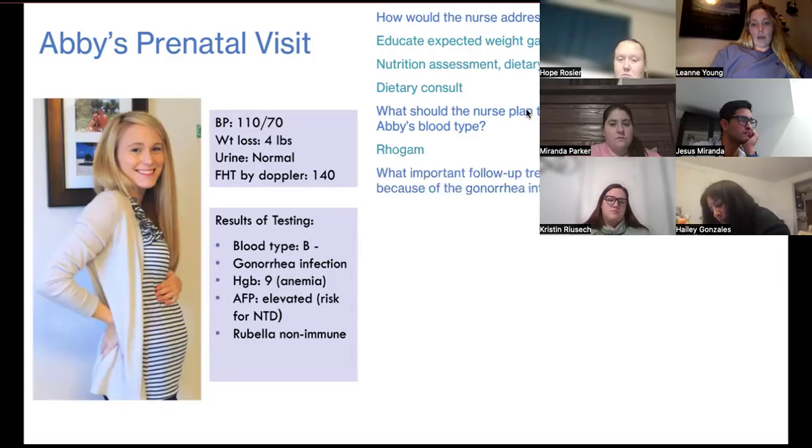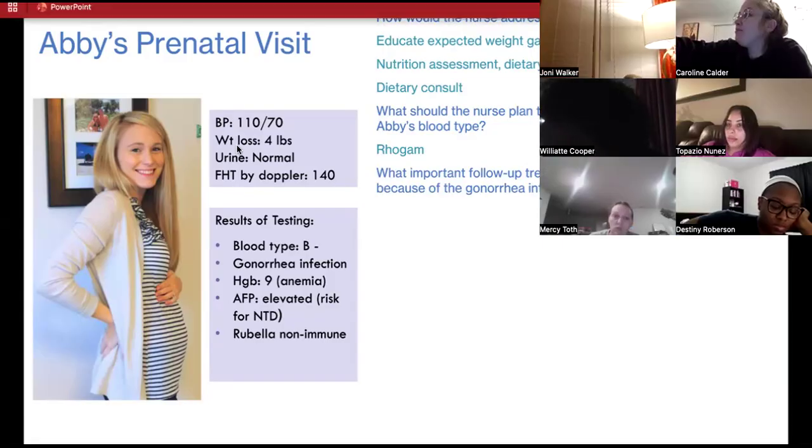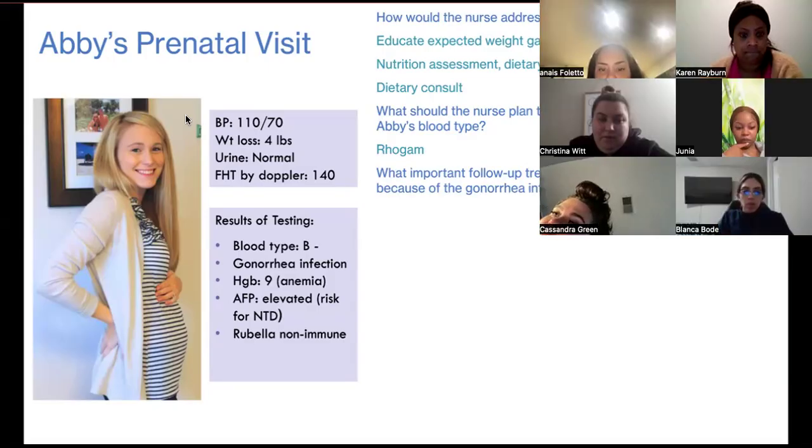What important follow-up treatment and plan would be implemented because she tested positive for gonorrhea? What would we anticipate? Antibiotics. What else do you think? Getting her partner tested. Yeah, definitely. So we're going to do antibiotics.